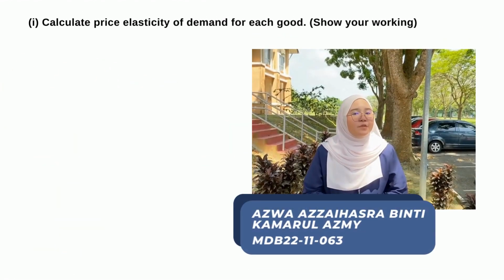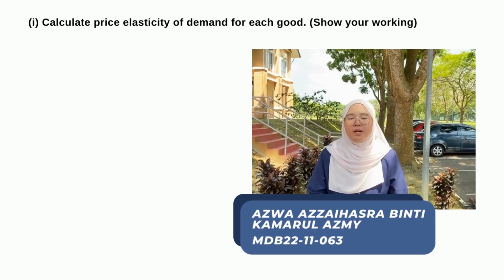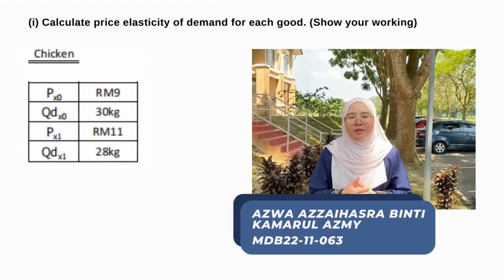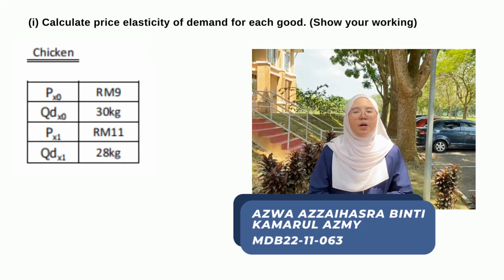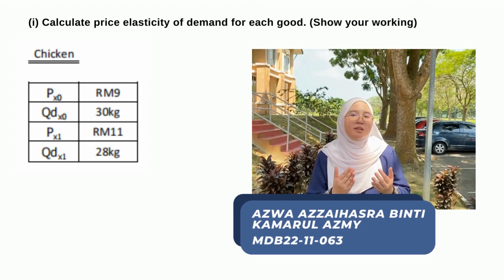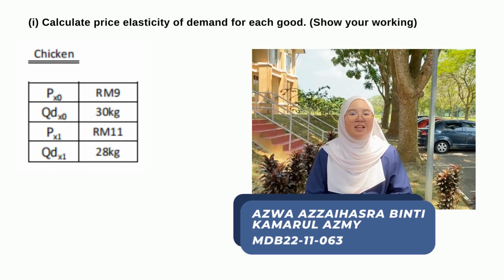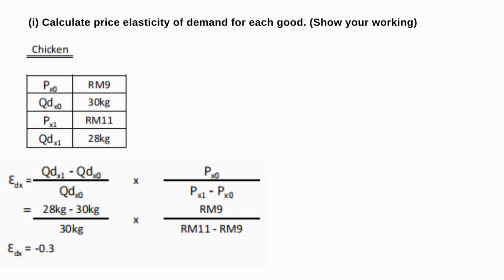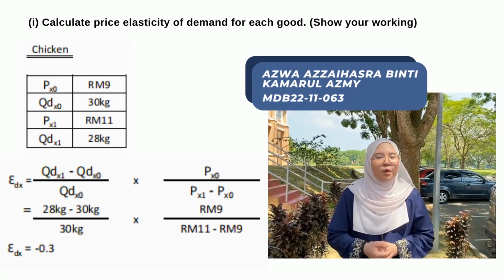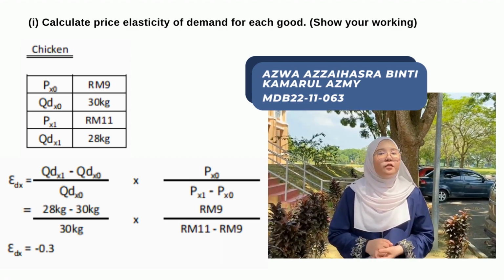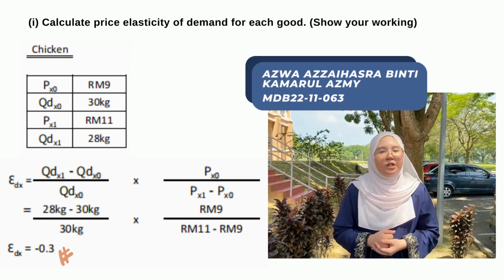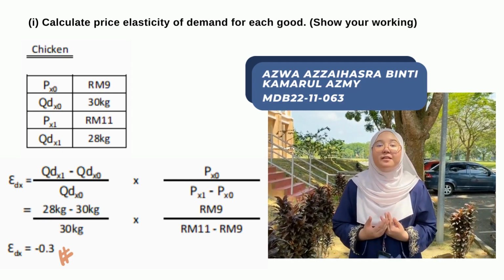So right now, let's move on to find the price elasticity of demand for chicken. The old quantity demanded is 30 kg, while the old price of chicken is 9 ringgit. But when the new price for the chicken increased to 11 ringgit, the new quantity demanded dropped to 28 kg. So right now, all the data that we need have been justified. We just substitute all the data into the formula that has been stated. After the calculation, we got -0.3 as the price elasticity of demand for chicken.